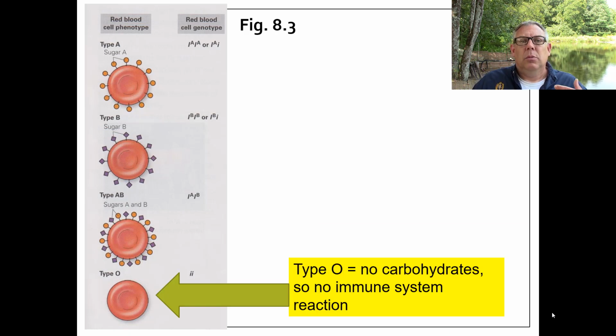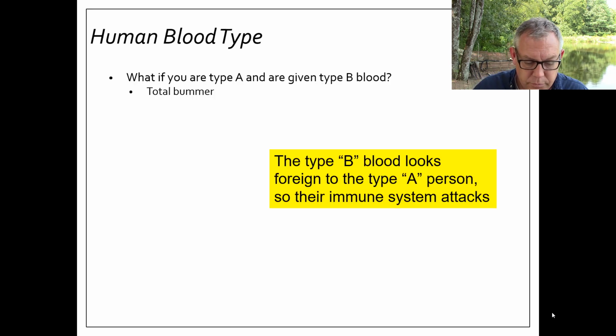And so if you give anybody type O blood, well, there's no protein on type O blood. So there's nothing for the immune system to recognize. I say no carbohydrates, I'm talking about glycoproteins. There's no glycoproteins on that surface, so there's nothing for the immune system to recognize, and so you're fine. And so you can give type O blood to anybody.